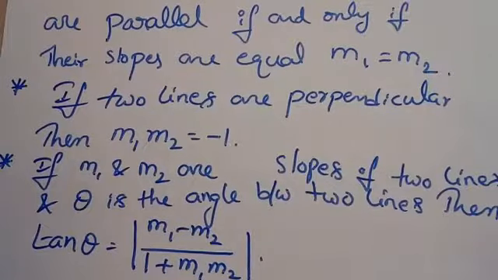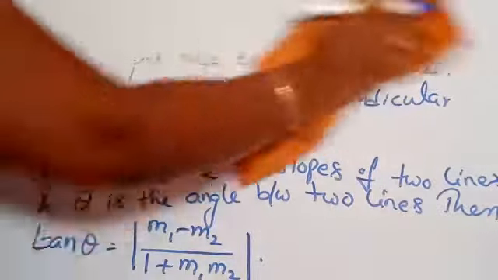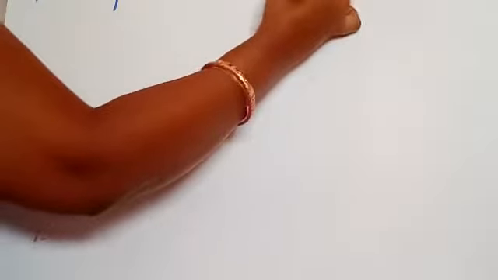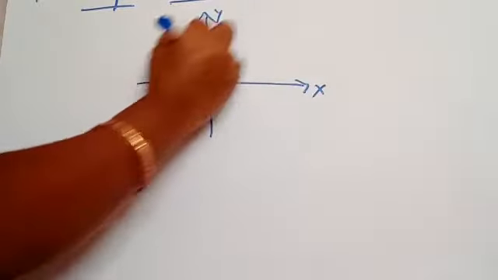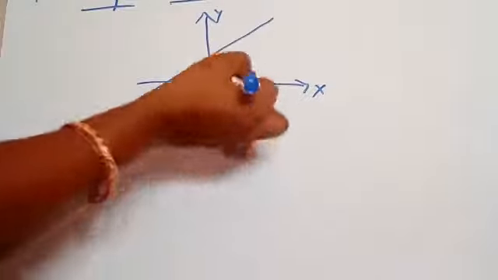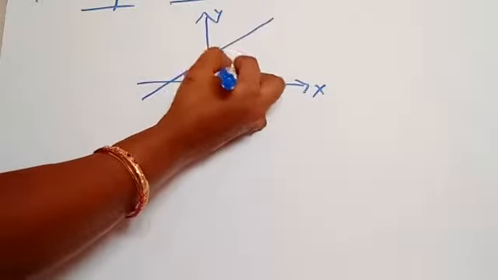Let us see various forms of a straight line, and also some examples of straight lines. The first one is the slope intercept form. Here, this is the x-axis and this is the y-axis. We see a line with the slope theta.